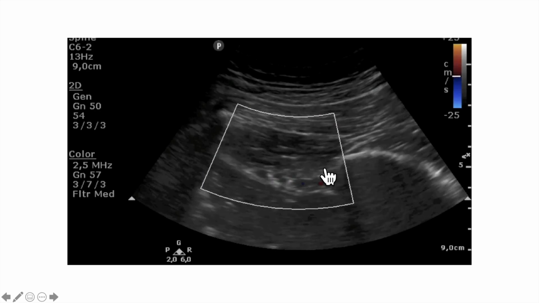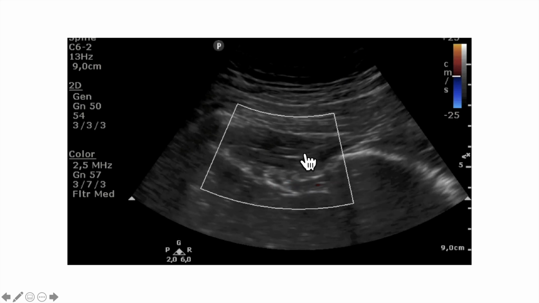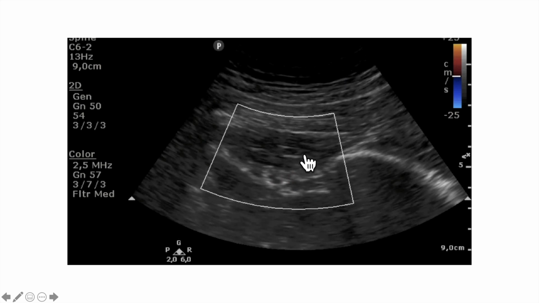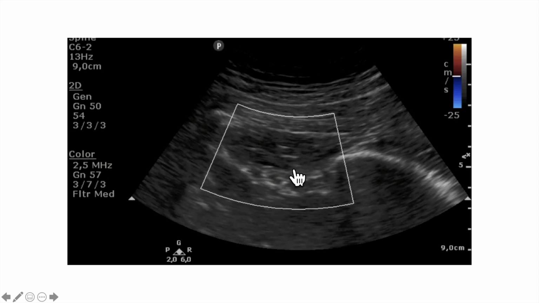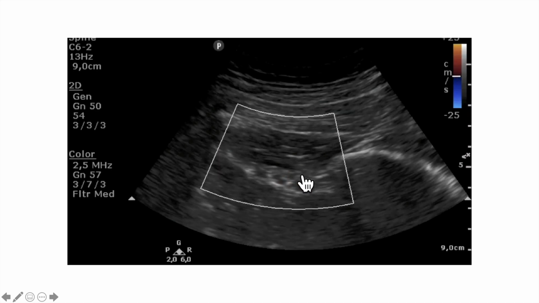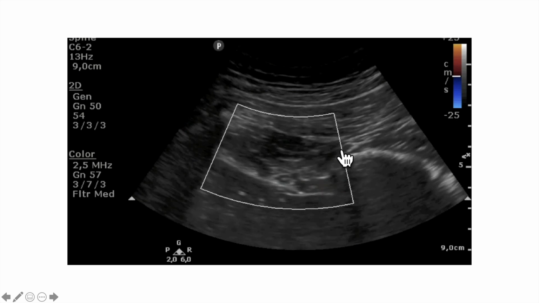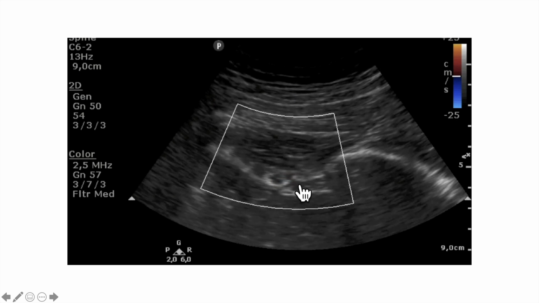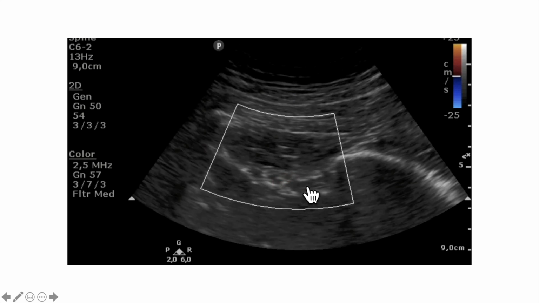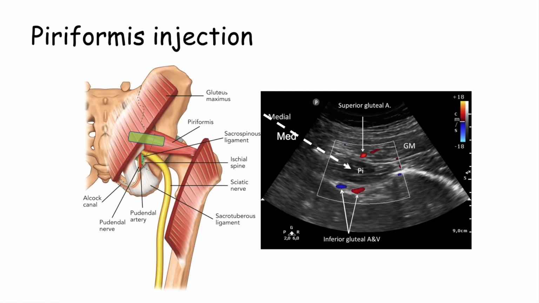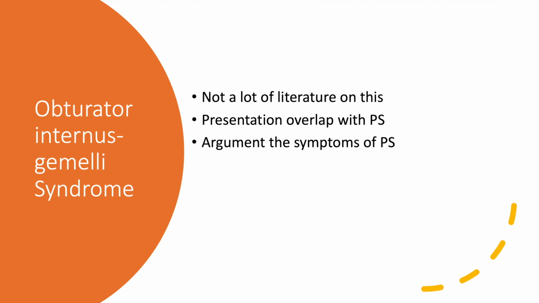It's just a scan to show you one way to augment the visualization of the piriformis, which is by internal external rotation. By internal external rotation, you can see the piriformis gliding over the sciatic nerve, and you see the inferior gluteal artery bouncing within that neurovascular bundle. And this is a picture, so you do in-plane from medial to lateral. Well, that's much about the injection technique.